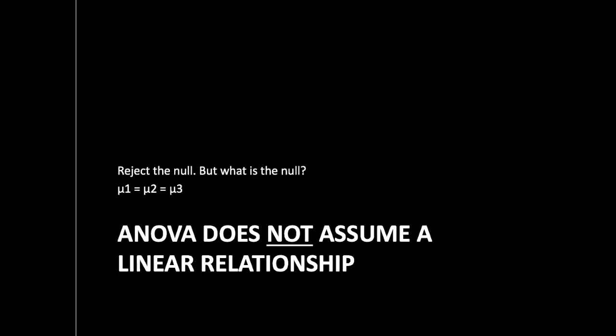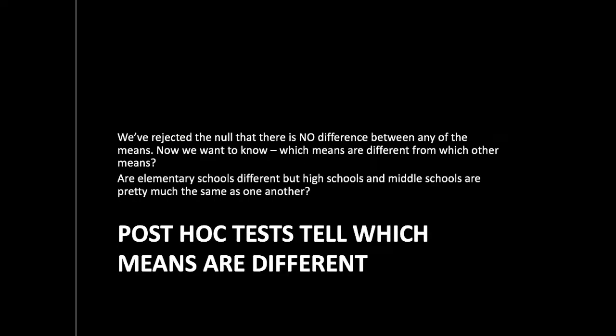Now, we've rejected the null hypothesis. There is a difference among the means. Now we want to know which means are different from which other means. Elementary schools can be different, but high schools and middle schools are pretty much the same as one another. So the post hoc tests tell us which means are different. You don't need to do this when you do an independent t-test because you only have 2 groups, and so the 2 are different from each other.